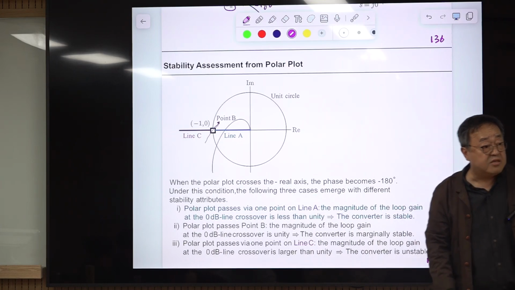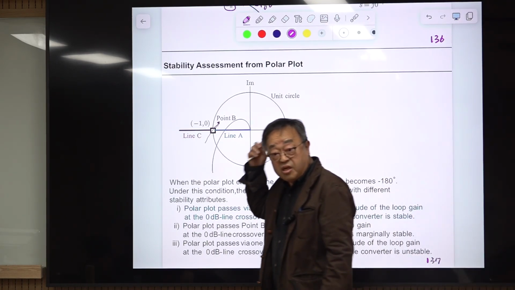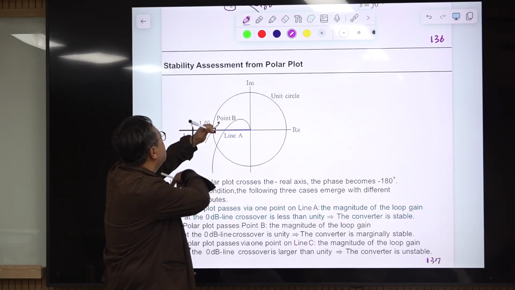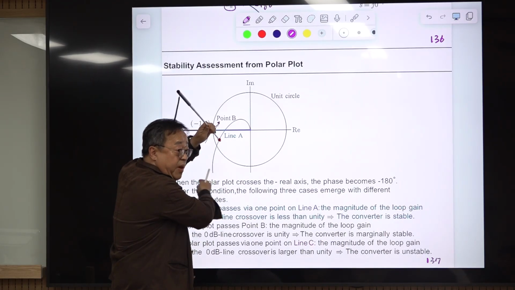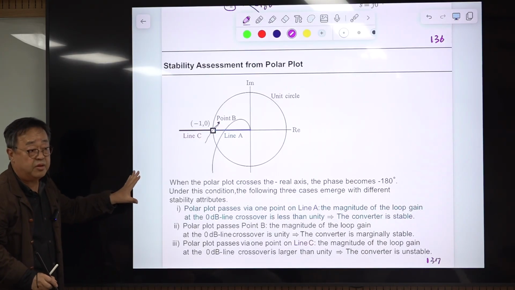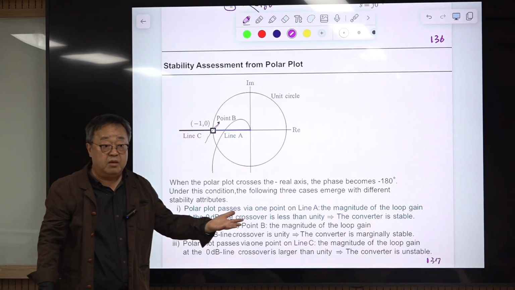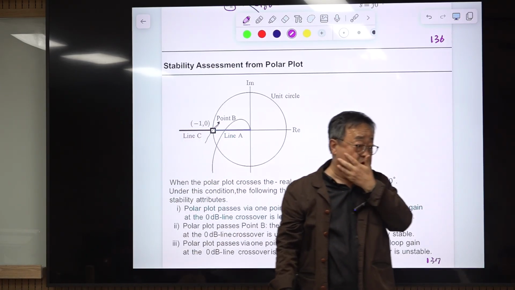Okay? That is the same as the Nyquist analysis. Nyquist analysis says that if this polar plot is encircling, this is unstable. If it's not encircling, it is stable. If it passes this point, it is marginally stable. It's the same information. Okay? So this is the analysis we have done in a very primitive way at the sophomore level.